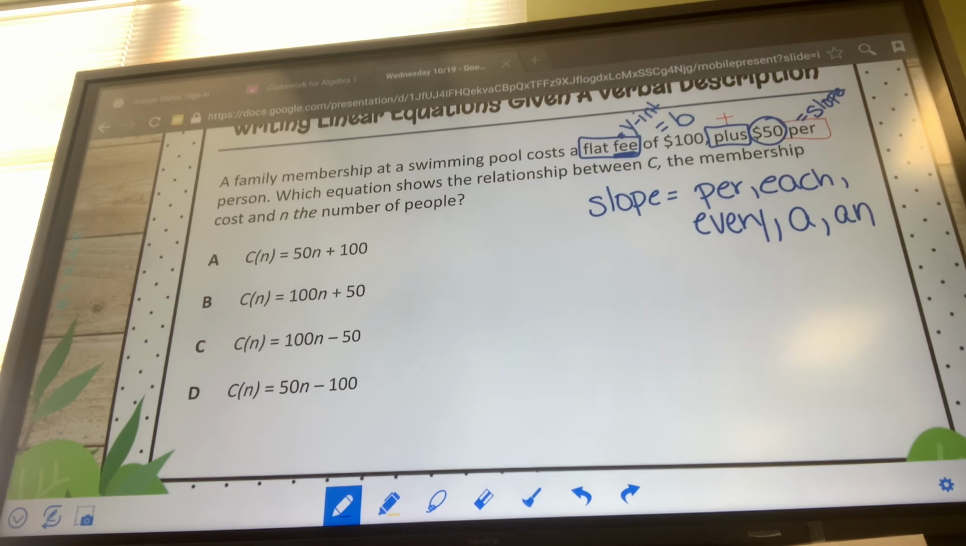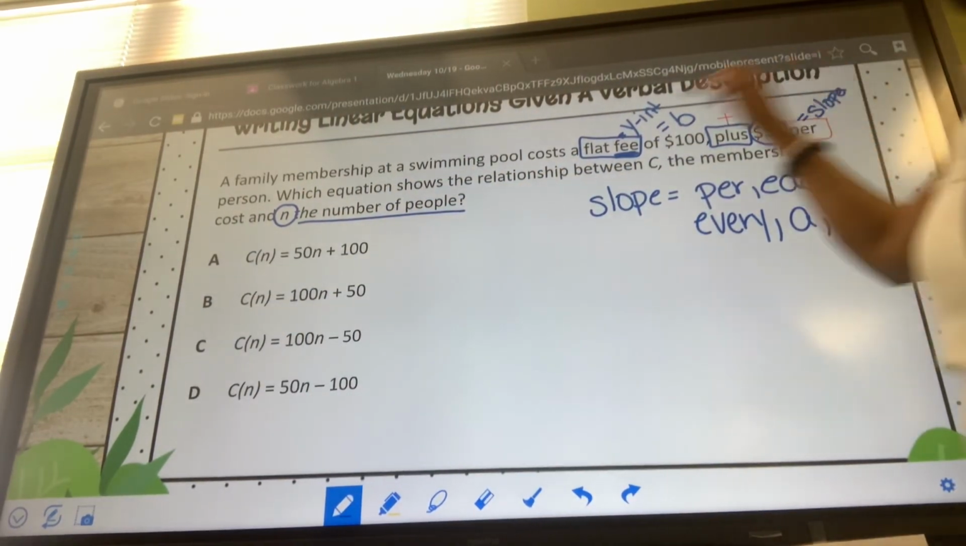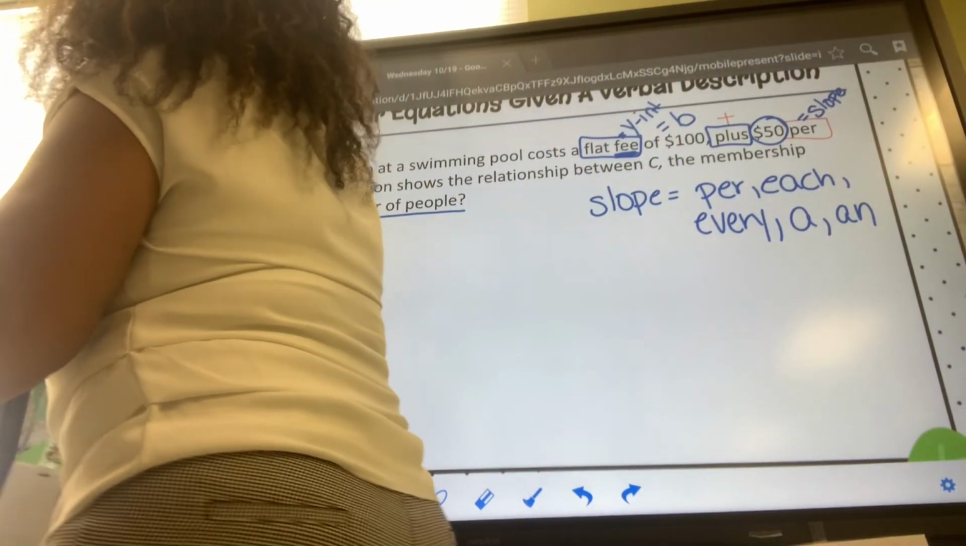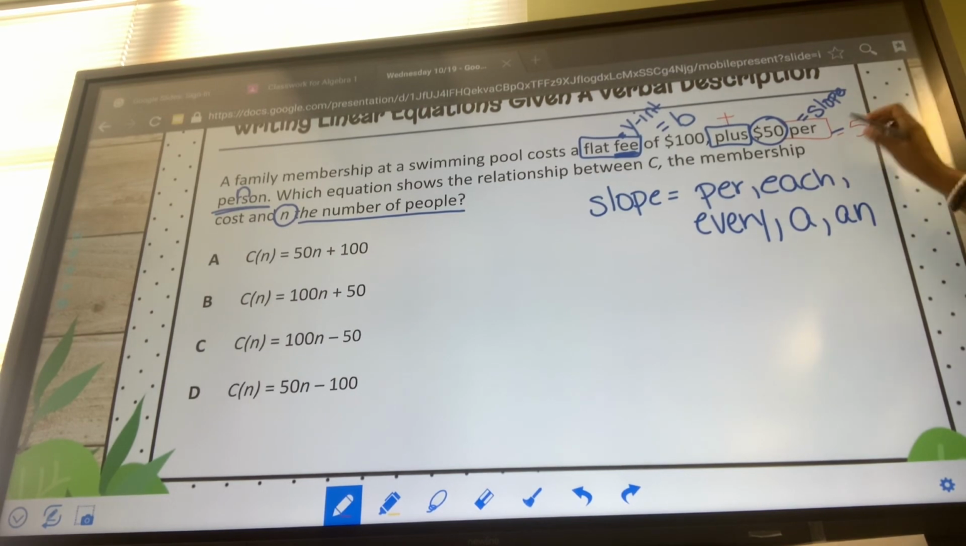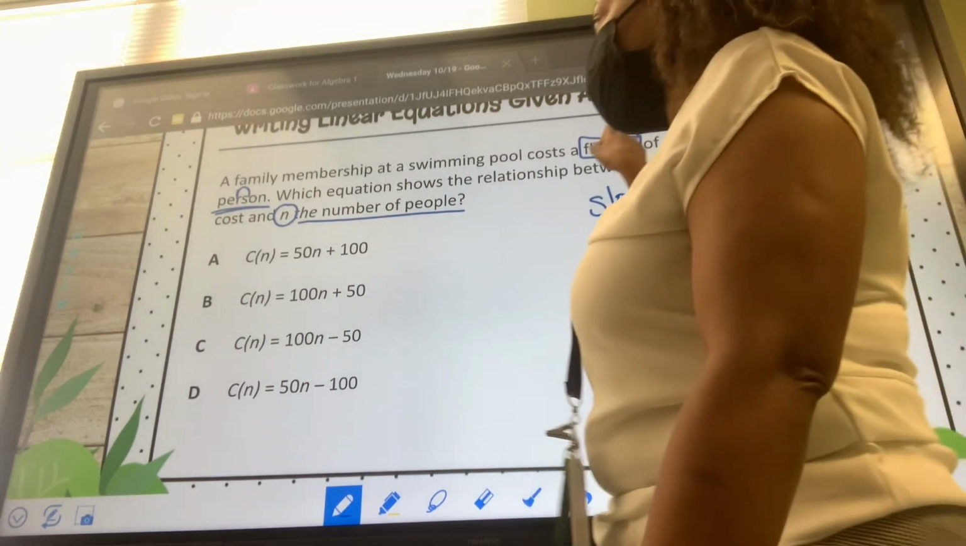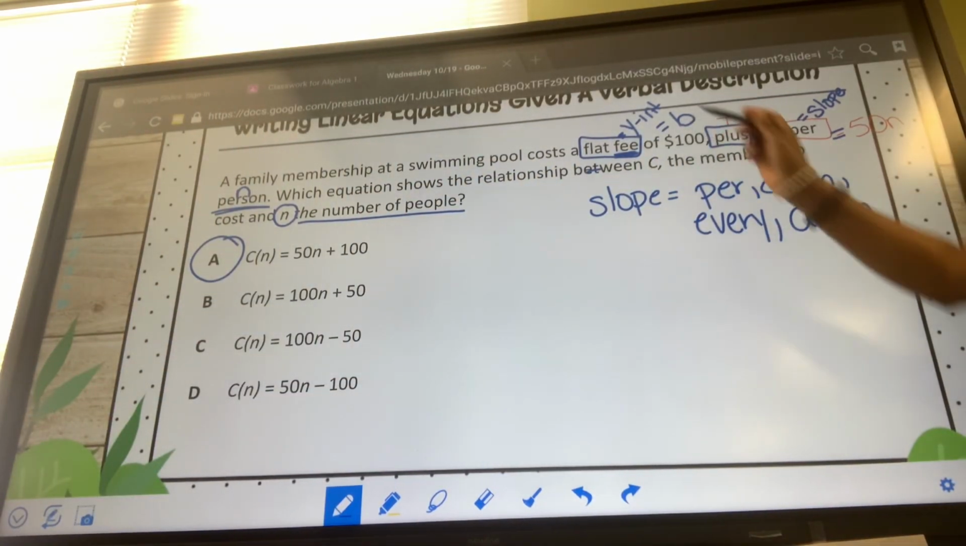And I need you to tell me this in your word columns. It doesn't take long to do it. That tells us that N is the number of people. So we have $50 per person. People is N, right? So 50 times N is what it says right there. 50 times N. So now put it together. 50N plus 100. What's the b? 100. Right there.